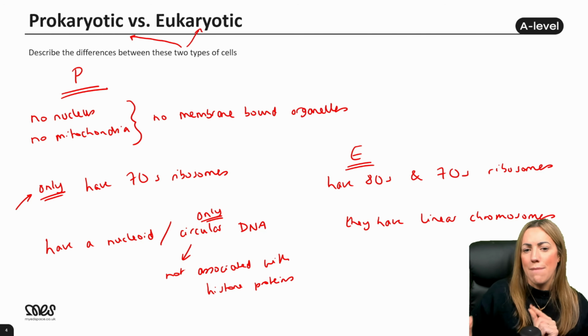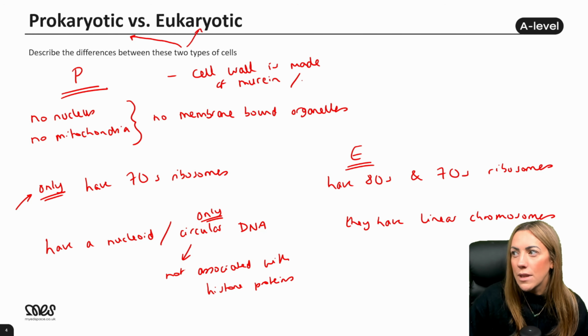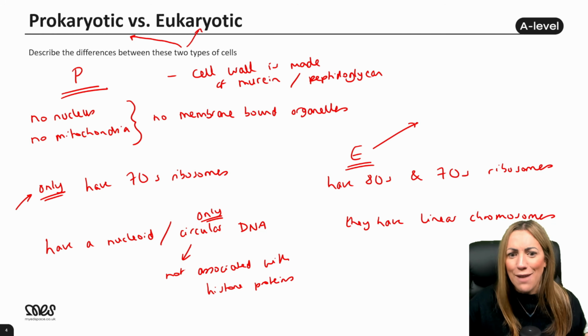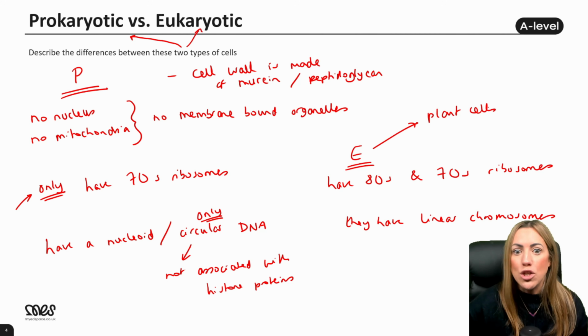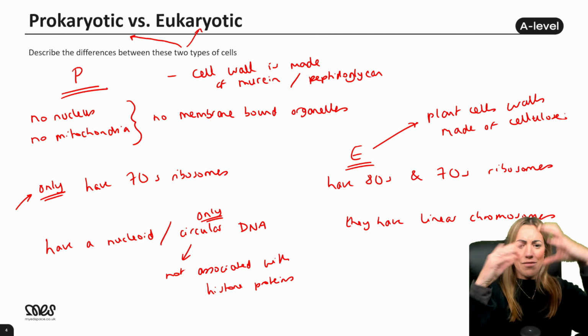The other one that I've just remembered that you could have is for a prokaryotic cell, the cell wall is made of murein or peptidoglycan. Whereas for a eukaryotic cell, don't just say they don't have cell walls, because plant cells are eukaryotic cells and they do. So we could say plant cells, or if they do have a cell wall, it's made of cellulose.